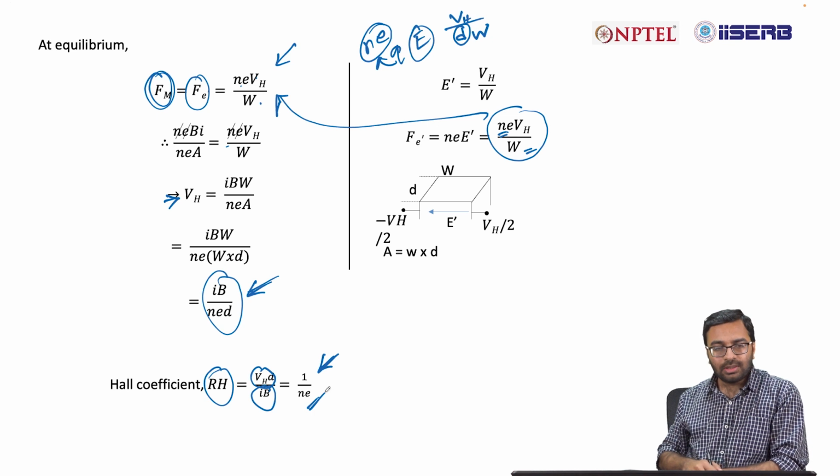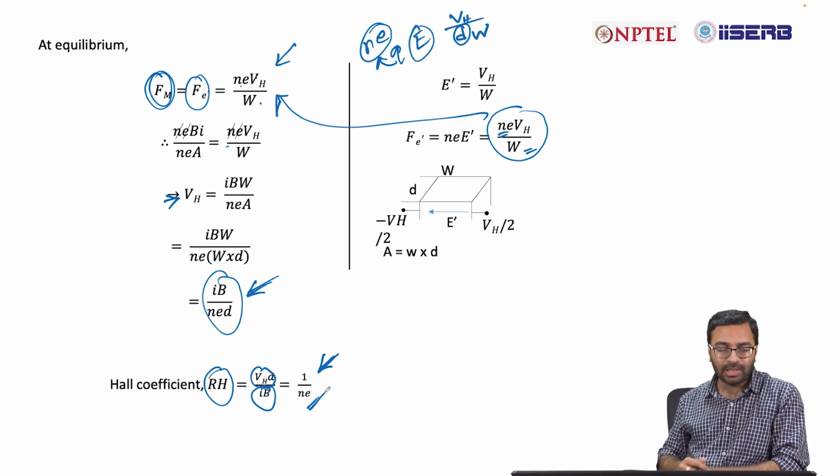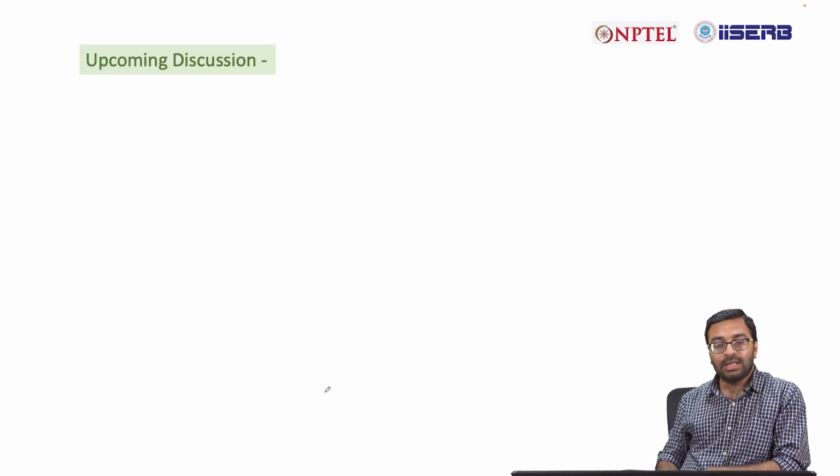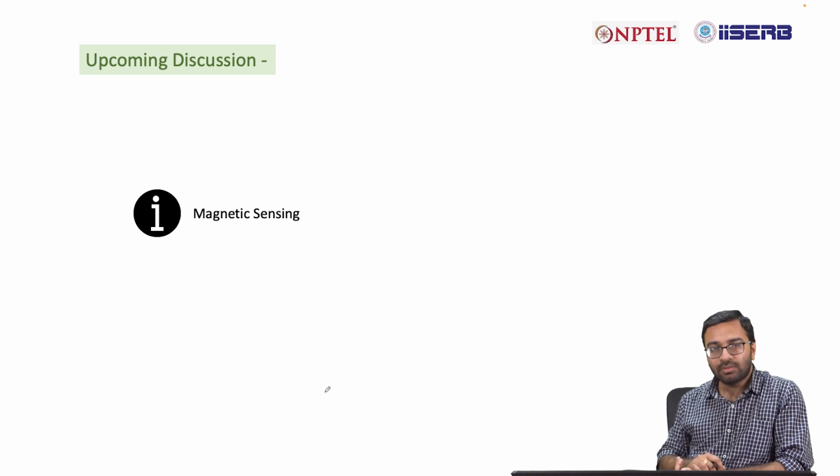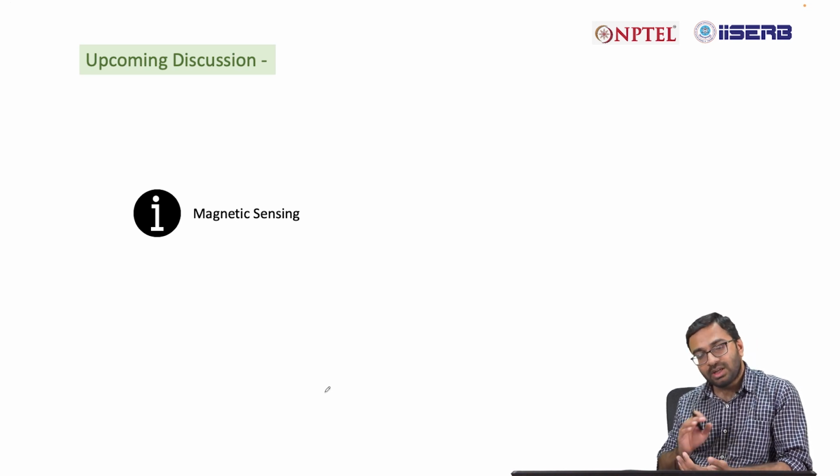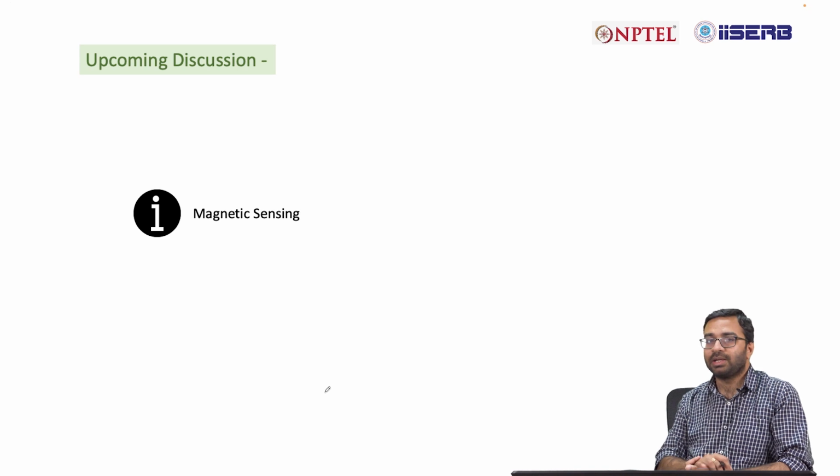So, this is what the Hall effect is, and you can actually use the Hall sensor for detection of magnetic fields. In the upcoming discussion, we will see some of the other considerations associated with magnetic sensing.